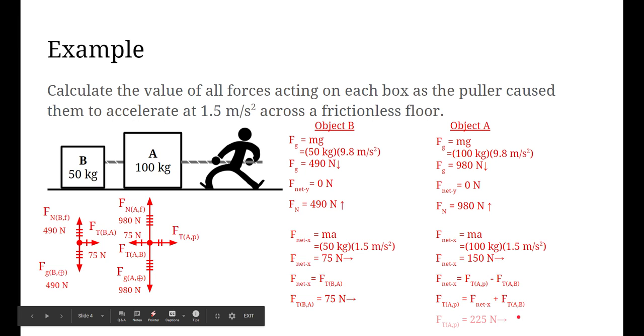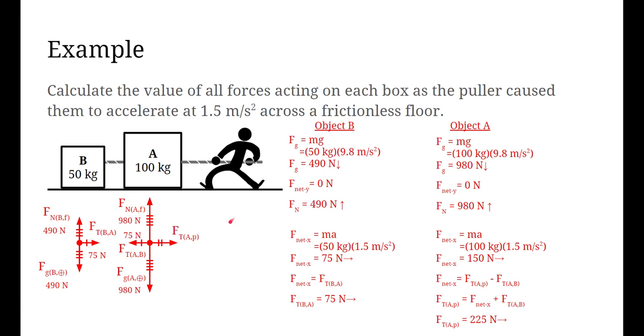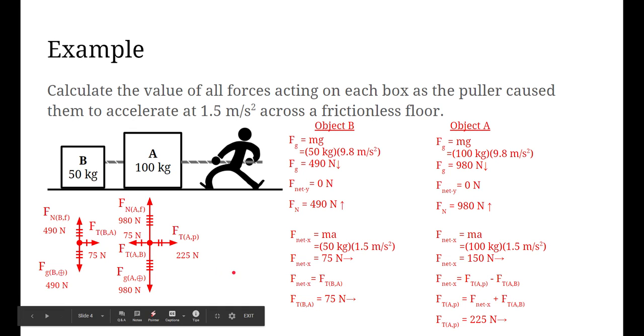But if we find the sum of those forces, we know that a force that is 225 newtons would be 150 newtons larger than the 75 newton force. And so this last force has a strength of 225 newtons to the right.